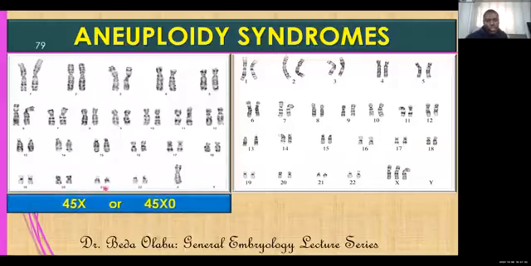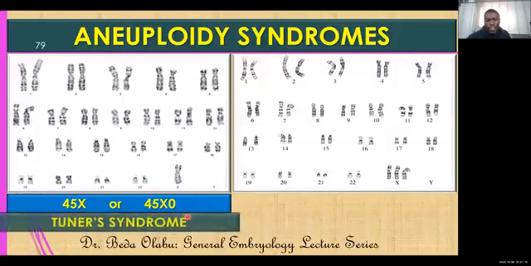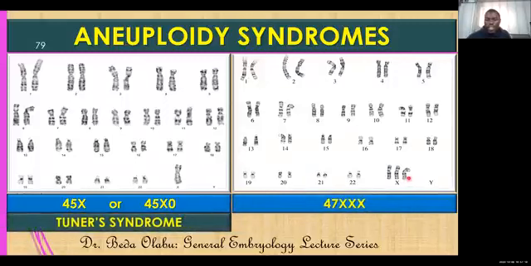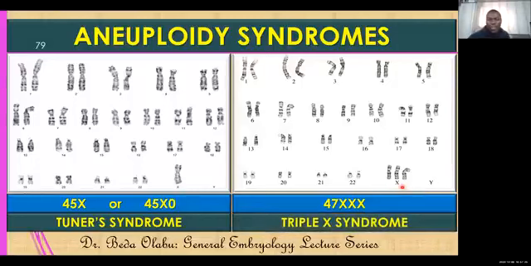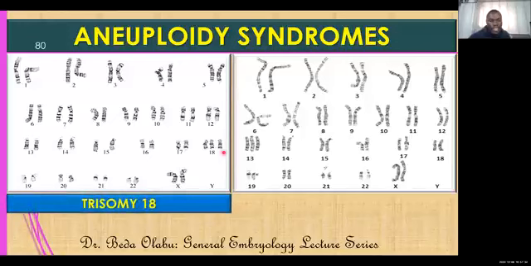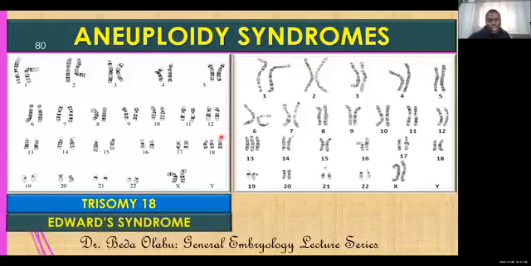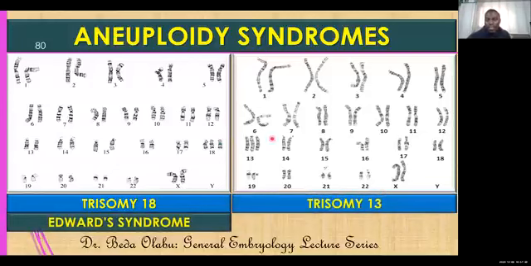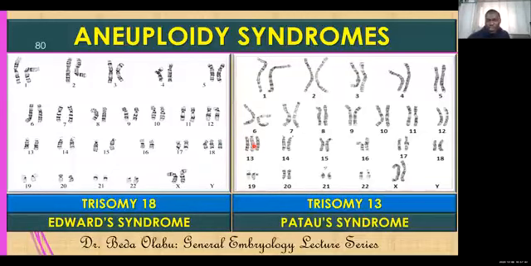This is showing you 45X0, or you can call it 45X. Again, you know why we're not calling it monosomy 23. This is Turner's. On your right, we have 47XXX, which we call triple X syndrome. Here on your left, you have trisomy 18, now known as Edwards syndrome, and trisomy 13, Patau syndrome.